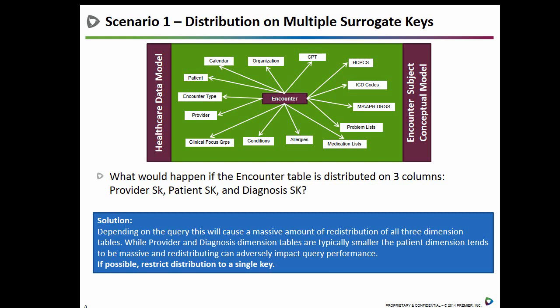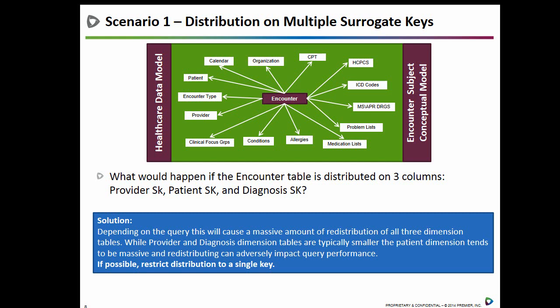This can cause massive problems because you're not distributing your provider dimension table on these 3 columns. You're not distributing your patient dimension table on these 3 columns. These 3 columns don't even exist in your patient dimension table, right? So what happens is the dimension tables on one hand are distributed on potentially just 1 key, whereas your encounter table is potentially distributed on these 3 keys, at least in this scenario. So this will cause a massive amount of redistribution on all 3 dimension tables.